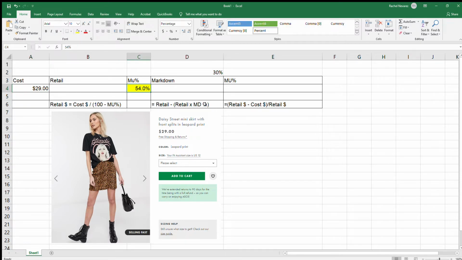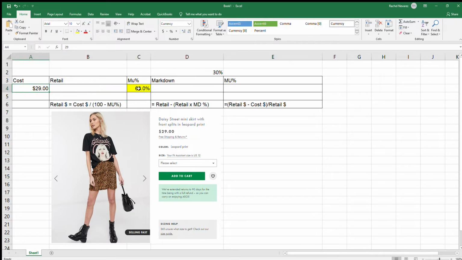Sorry, this should be updated. This markup percentage right here, the reason I have it highlighted yellow is because we're going to be inputting a markup here. And this is where you have to do a little trial and error. This is actually also where Excel is going to be extremely useful, and I'll show you that in a second. So I'm just going to start with a 68% markup.